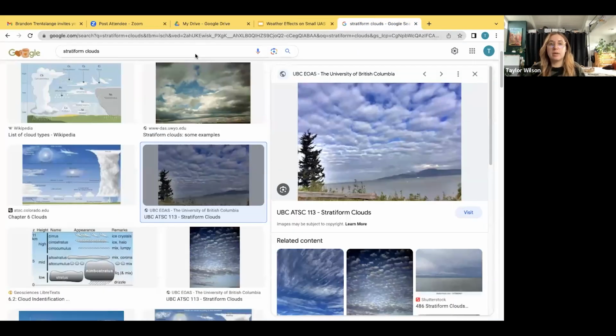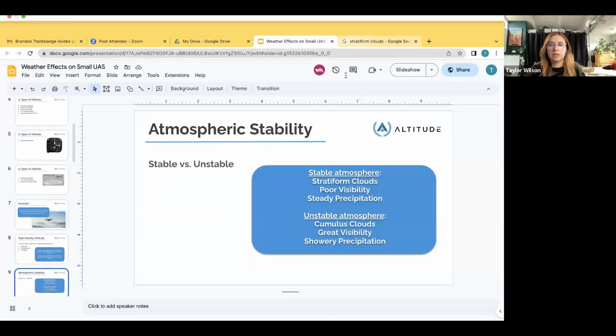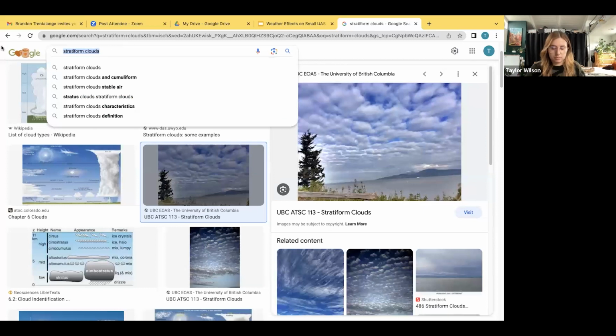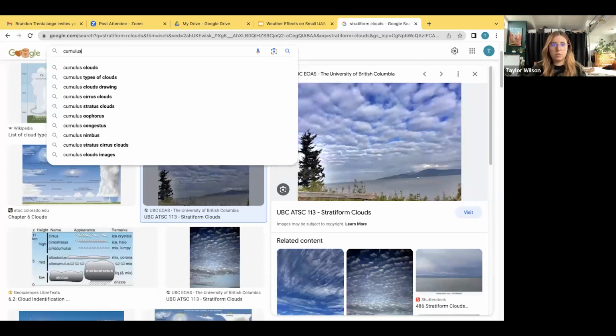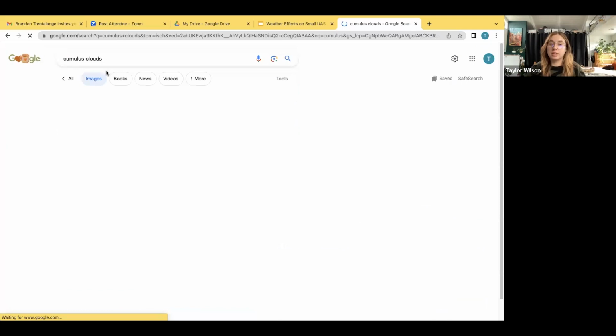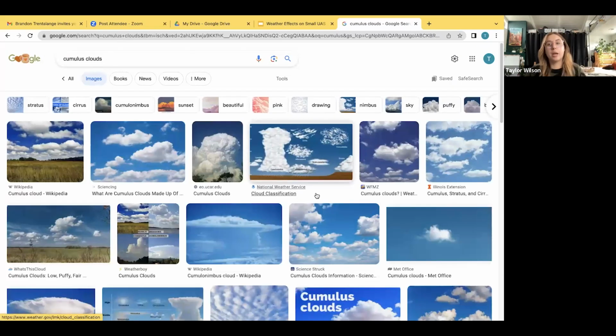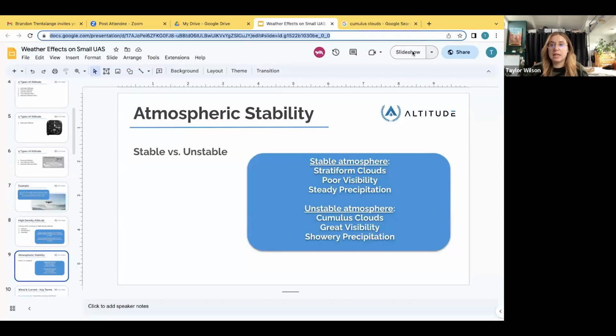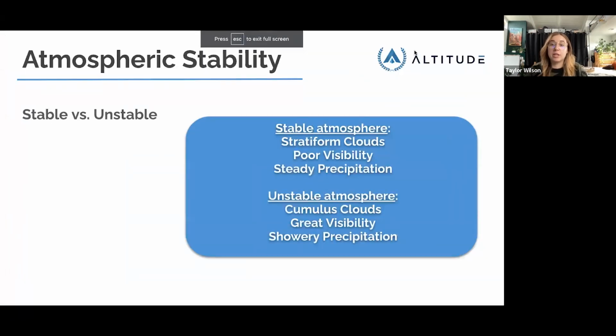As opposed to an unstable atmosphere, where we can anticipate cumulus clouds. Those are our big poofy clouds, and as you can see, they have quite a bit of vertical movement. In unstable air, the air is less able to resist vertical movement, so you get these big poofy clouds. Also associated with that, you can anticipate turbulence, great visibility, and showery precipitation.